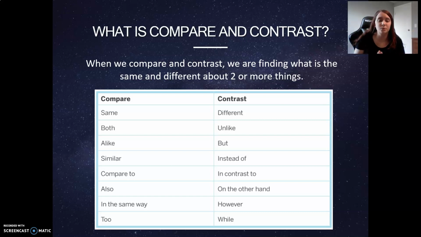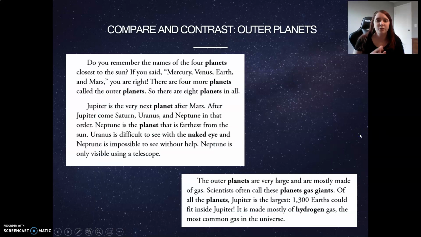So what we're going to do is we're actually going to read little snippets from your readers about the inner planet and the outer planet, because that's actually what we're going to be comparing and contrasting today. So the first one we're going to look at is the outer planets. So these are 2 little snippets that I pulled from our outer planet. So let's reread those.